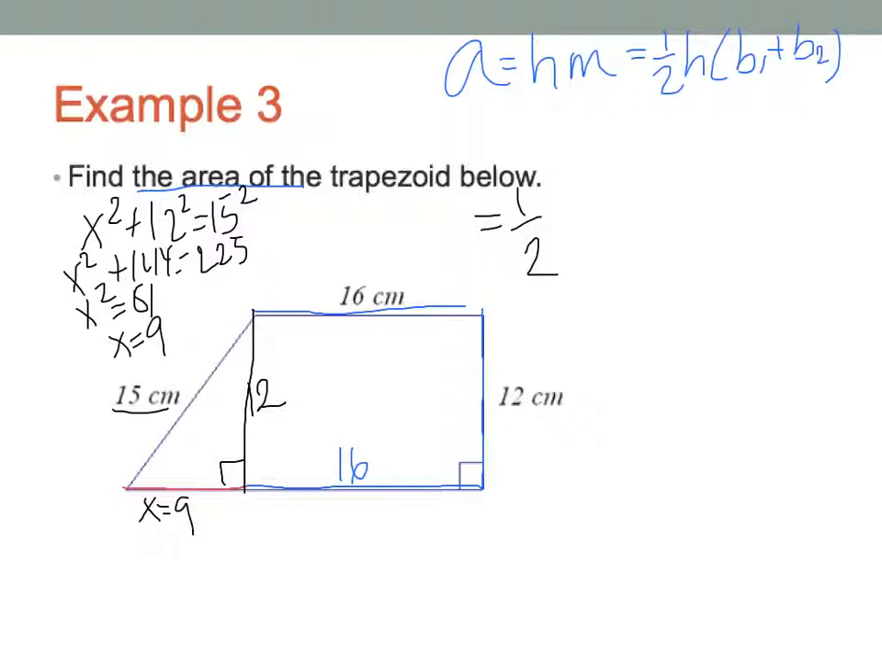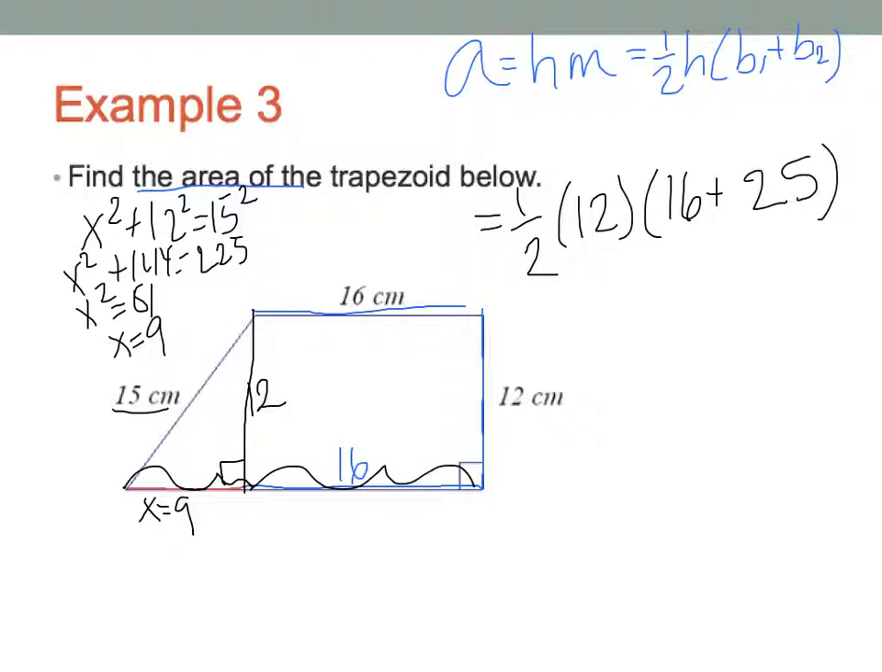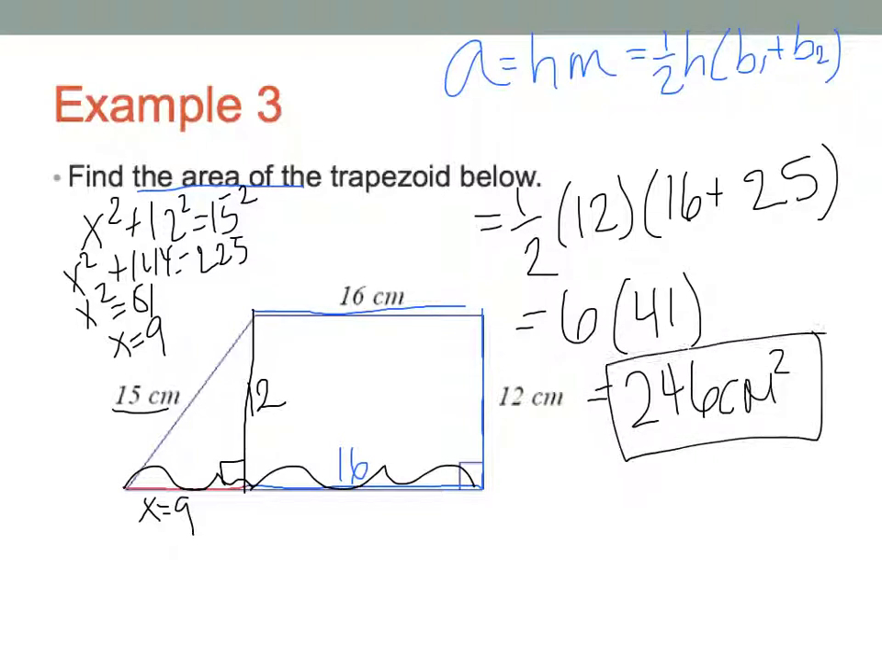1/2 times the height times the sum of my bases. I have 16 for the top base, and the bottom base is going to be 9 plus 16, which gives me 25. Let's do some algebra here, and I'll get 6 times 41, multiply those, and we get 246 centimeters squared. Let's do some more examples.